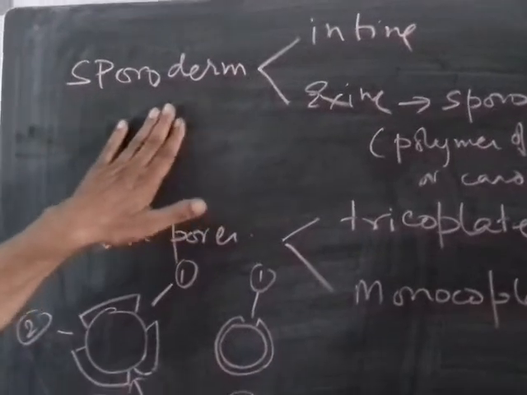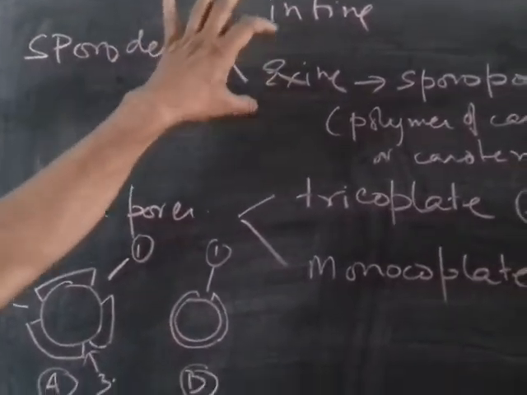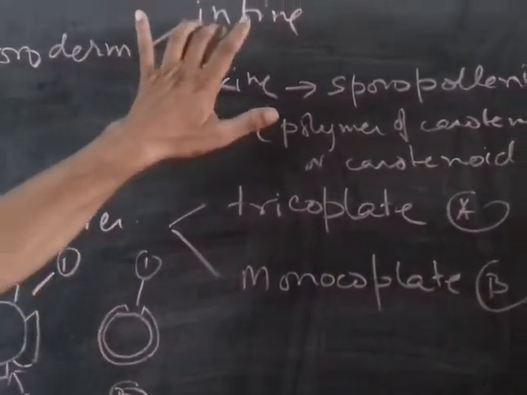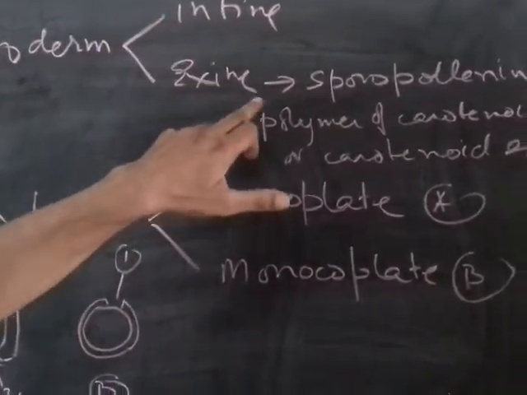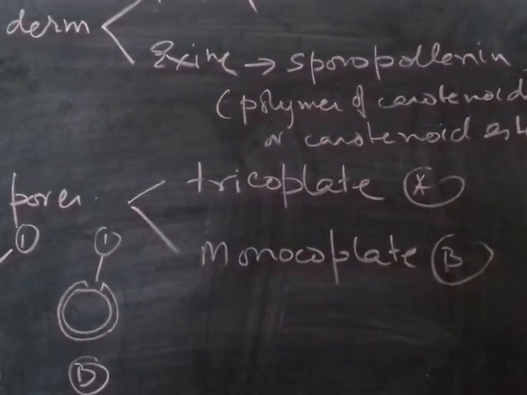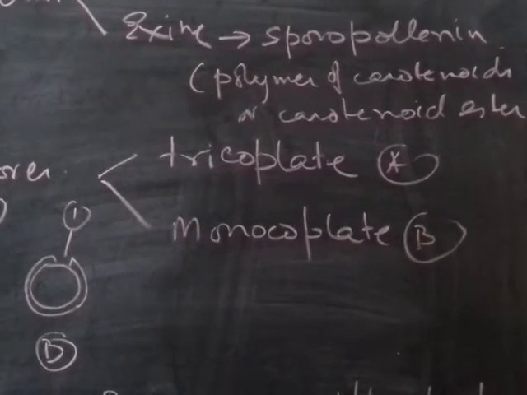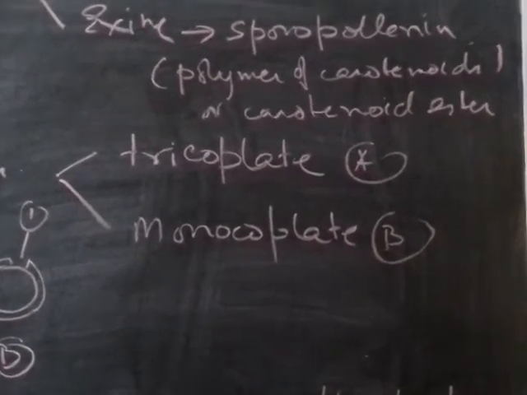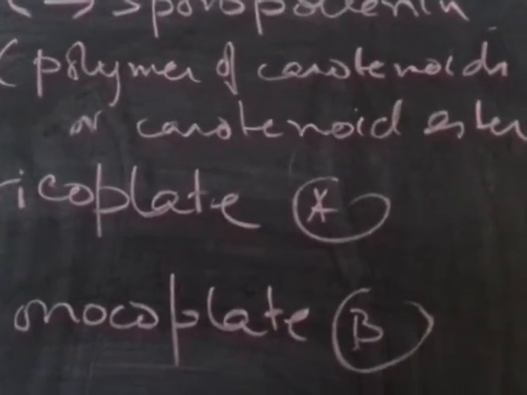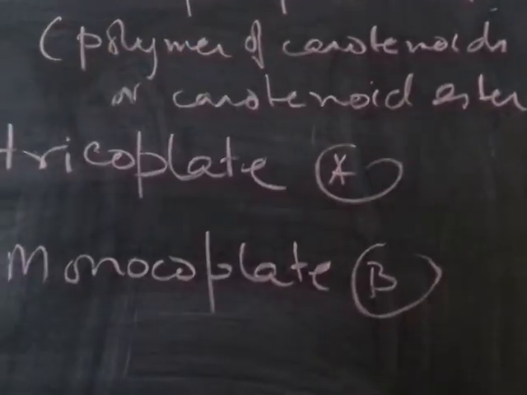fertilization. So as I told you, the sporoderm consists of 2 parts. One is called the intine, another is called the exine. The intine is thin and the exine is thicker, which consists of a substance called sporopollenin. Now sporopollenin is said to be one of the most resistant biological substances. It is made up of polymers of carotenoids and carotenoid esters.